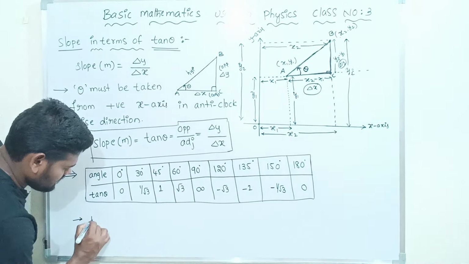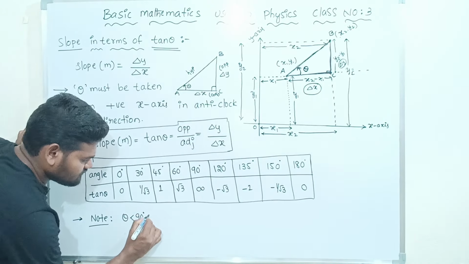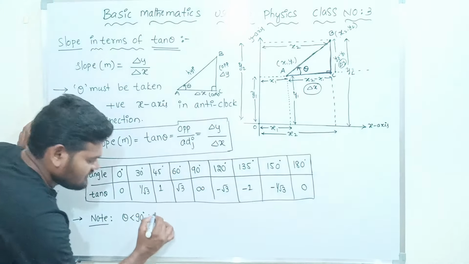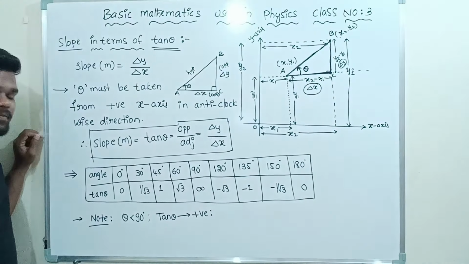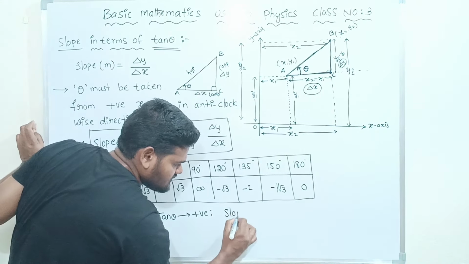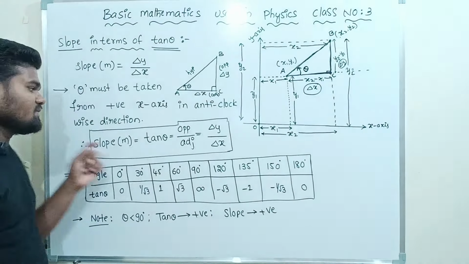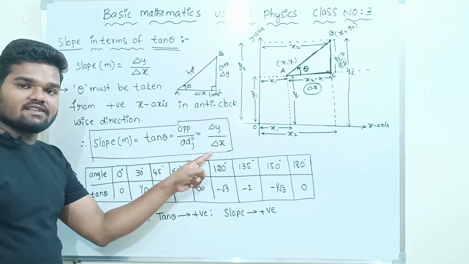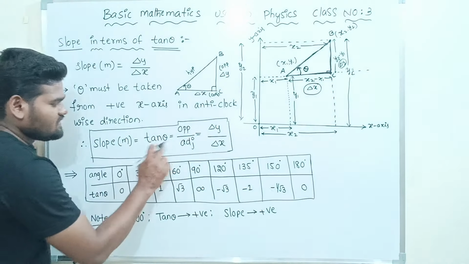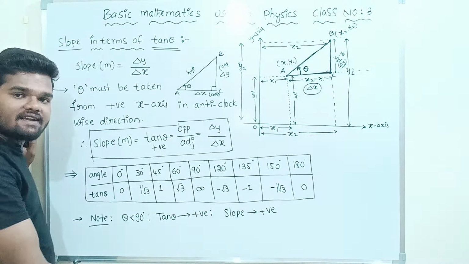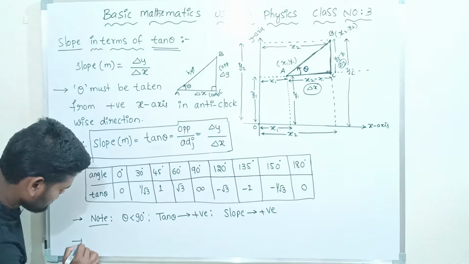So, note. If theta is less than 90 degrees, tan theta is positive. If tan theta is positive, then the slope is also positive. What is slope? Change in y by change in x, which is equal to tan theta. If tan theta is positive, then the slope is positive. Have a look. If you get theta equal to 30 degrees, tan 30 is 1 by root 3, then the slope is positive. Is it clear?